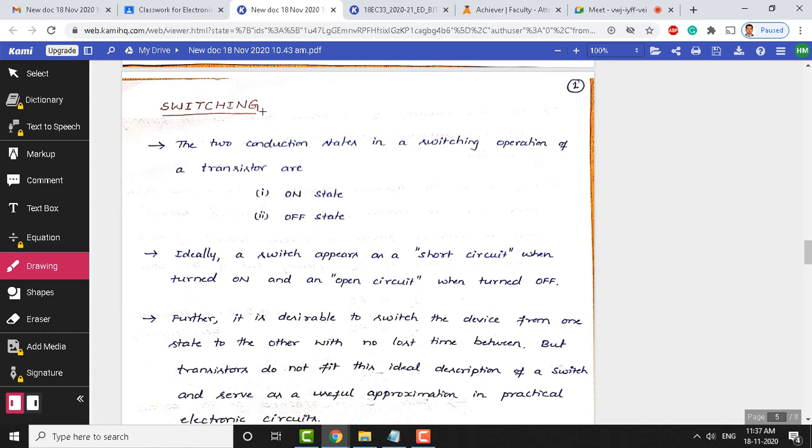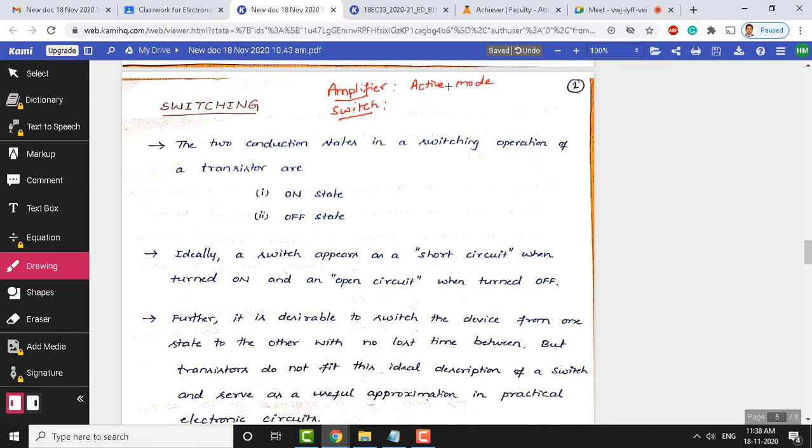Switching is important from a circuit design point of view. Students need to be aware of how to use a BJT as a switching device. The popular applications of a BJT are that it can be used as an amplifier, or it can be used as a switch. It all depends on which region you operate in. For switch operation and amplifier operation, for an amplifier you need to operate in the active region or active mode.